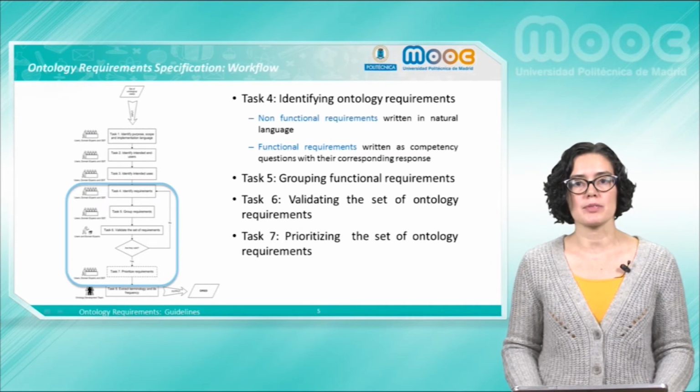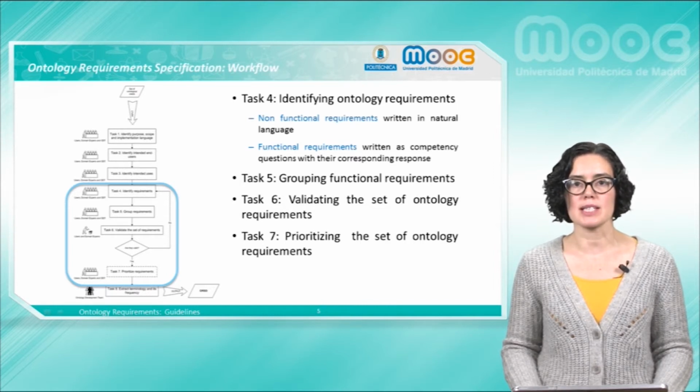Then, a number of tasks related to the ontology requirements are proposed. Firstly, the identification of the requirements, both functional and non-functional ones. On the one hand, the non-functional requirements should be written in natural language. On the other hand, functional requirements should be written in the form of competency questions.